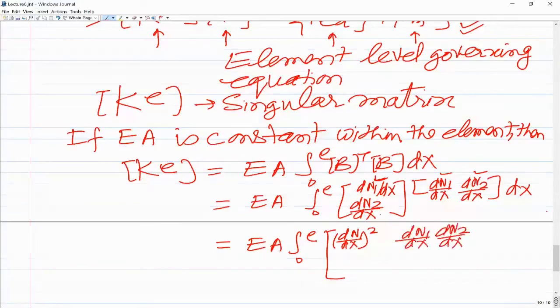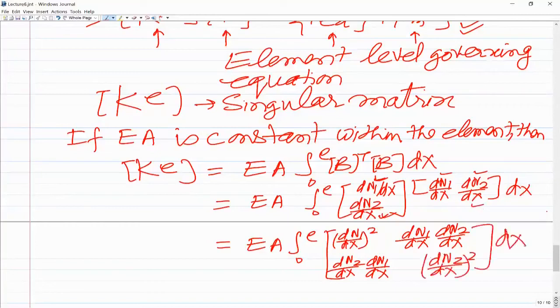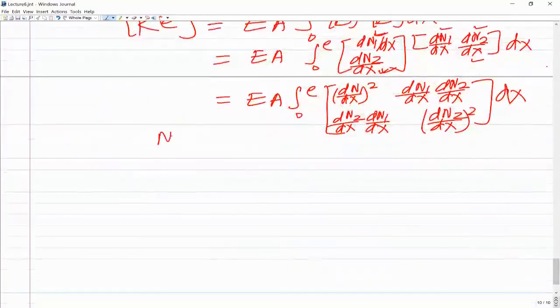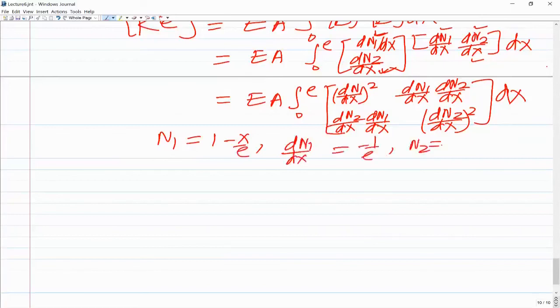Then the second row, so we multiply this with this, so we will get dN2 by dx into dN1 by dx, and then this into this, that is the second row second column. So dN2 by dx whole square integral dx. And now if you look at N1, we have already defined it as 1 minus x by L. So dN1 by dx will be basically minus 1 upon L, and N2 we have defined as x by L. So therefore dN2 by dx would be equal to 1 by L.